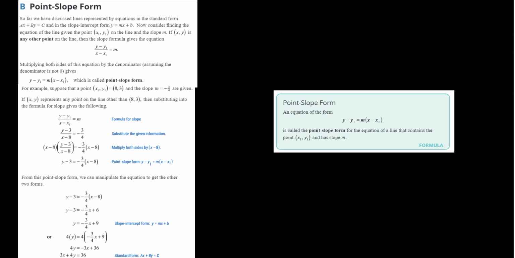Now the point slope form, we're looking right here. All this again is basically kind of a proof to go from my slope, and then we get to the point slope form. But over here is the thing that you care about. The point slope form is aptly named because you use a point, (x1, y1), and the slope, which is m. So you use the point and the slope for the point slope form.